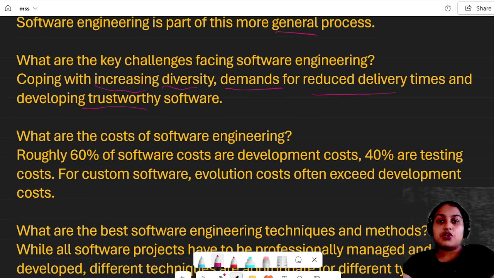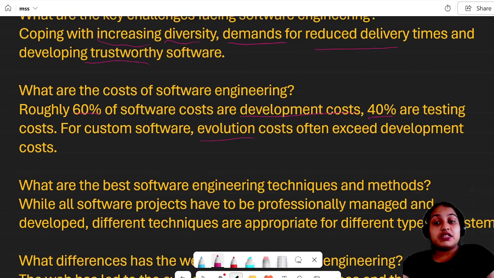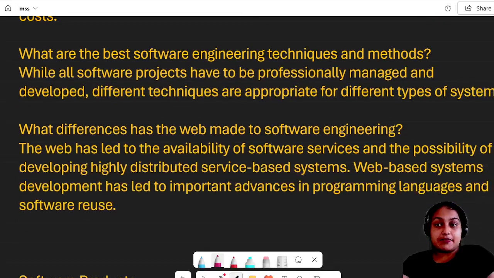Now, what are the costs of software engineering? Around 60% of the software cost is related to development cost. To develop the product, 60% will be gone, and the remaining 40% goes to testing cost. For custom software, evolution cost will also exceed the development cost. Now, what are the best software engineering techniques and methods?